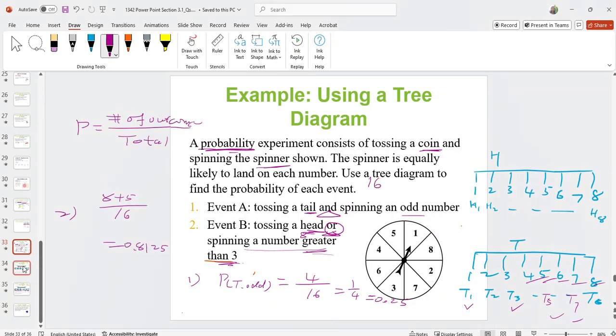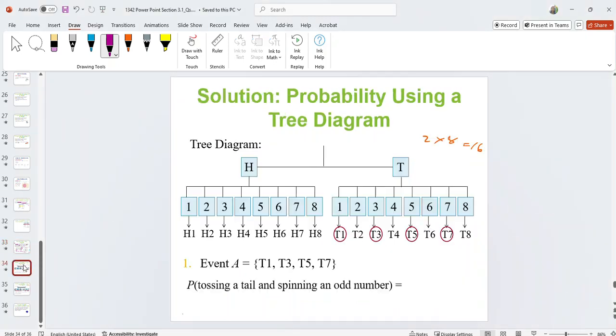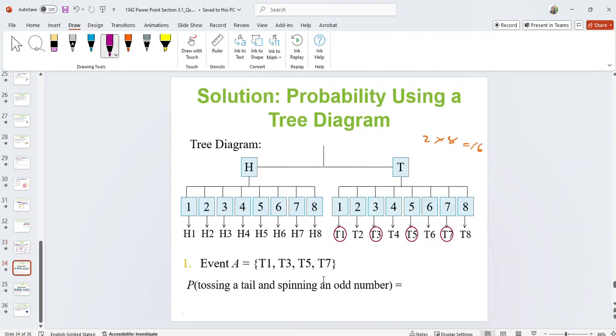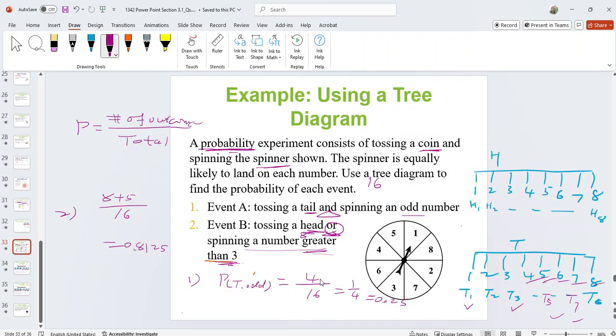Okay, so look at this one right here. I think we already calculated this one earlier, right? So we have a possible outcome here is 16, okay? And event A here, you want to have a tail and also an odd number, right? A tail and an odd number. So tail odd number is T1, T3, T5, and T7, right? So we have 4 out of 16, or a quarter, or 0.25, right? So that will be this one right here, okay?